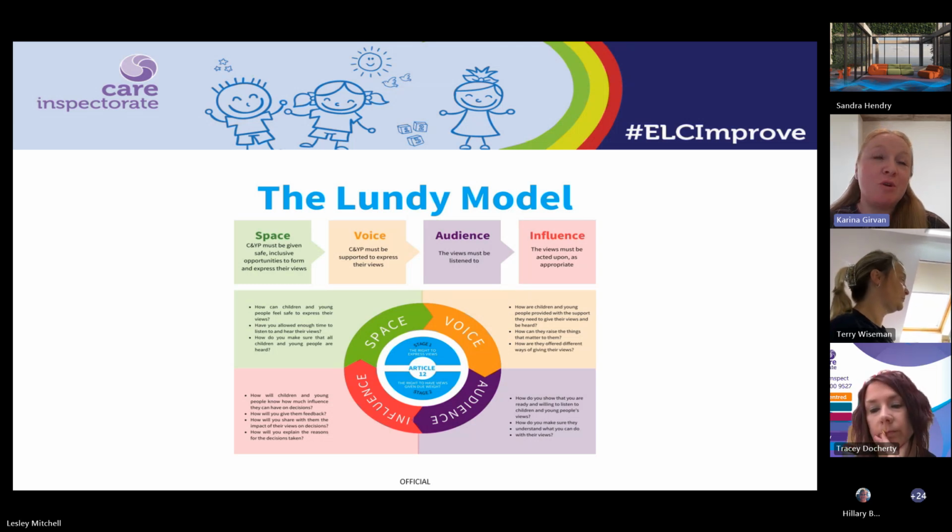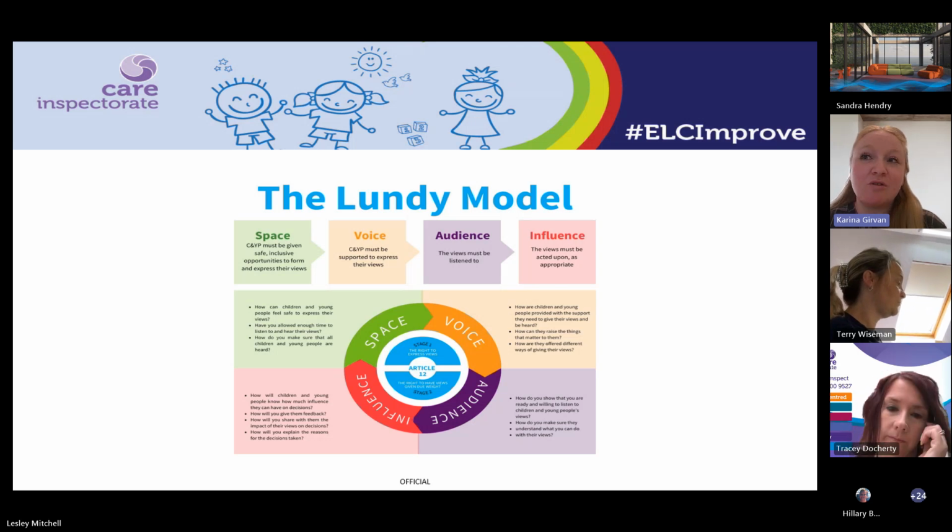Now, that's for children who maybe can voice it, but you also do need to think about your very, very young children. How do you hear their views and how do you act upon that? And how do you close the feedback loops with those children?